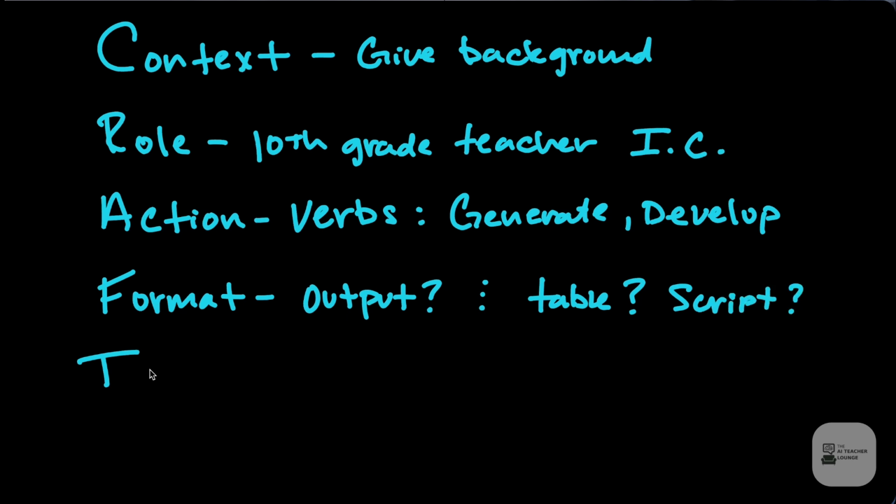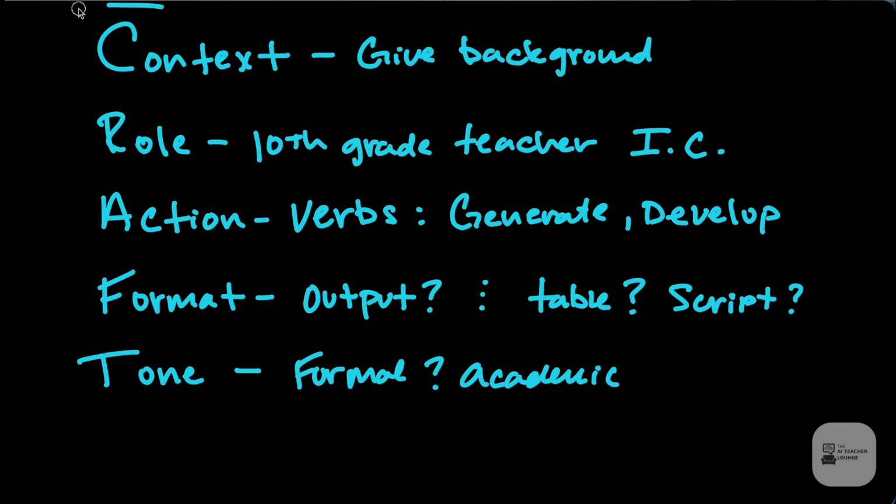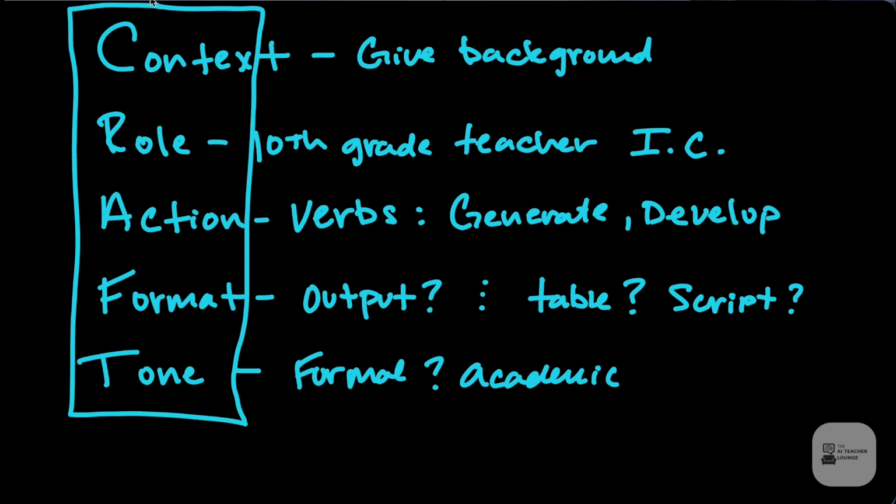And finally, you need the tone. What's the vibe? Are you enthusiastic? Are you encouraging? Are you formal? Are you academic? Are you humorous? Are you witty? The idea is that if you have all of these, you're able to build a framework that's going to have a stronger prompt for you to use when it comes to your AI and your AI usage.